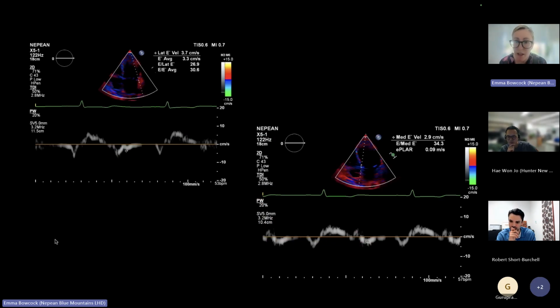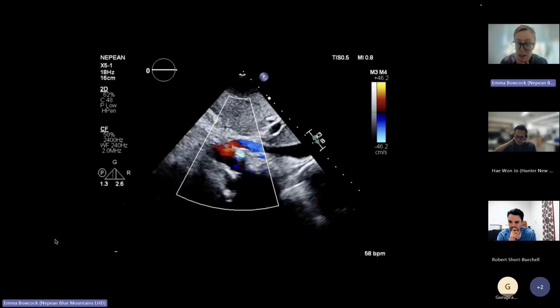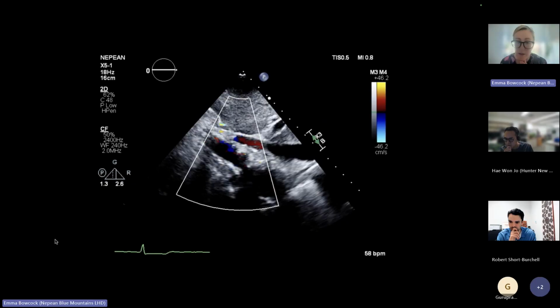So if you've got moderate MR, you can still use your E to E prime of more than 14, I think. But it's better if you've got a reduced ejection fraction. So in those with reduced ejection fraction, even if you've got moderate MR, your E to E prime is usually relatively good at telling you you've got raised LAP. But yeah, I think you just have to look at other things in this particular case.